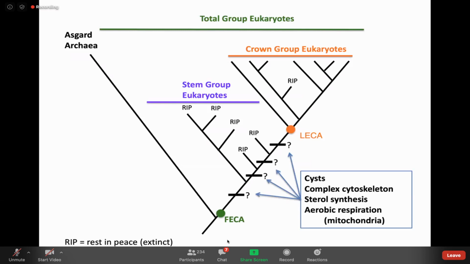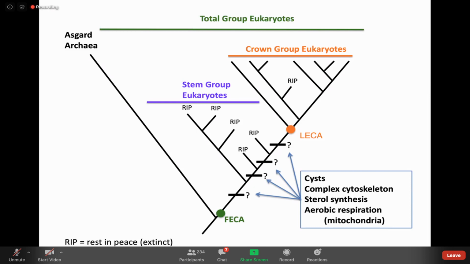Okay, so let's, for the sake of argument, assume that LECA did appear late, say 1,100 million years ago, and let's look at these proxy records and see when we can say different characters evolved.